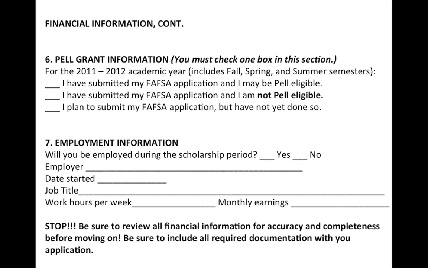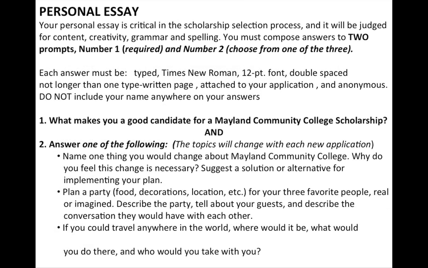And now the personal essay section. This is a critical part of your scholarship application. We want you to do your very best. We want you to sell yourself in terms of being a good candidate for a scholarship, and we also want you to exercise a little bit of creativity and just show us what you can do with section 2, answering one of the following topics. Now, every application will have different topics to choose from. In this particular application, the 3 are listed here, and you are to choose only one of them.